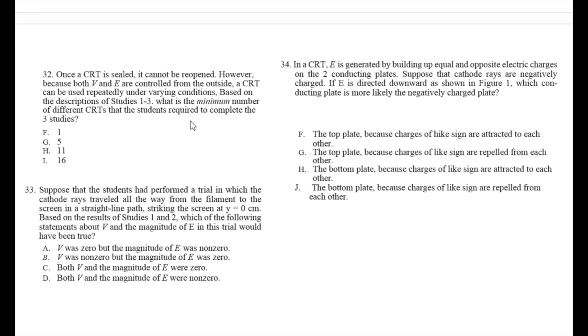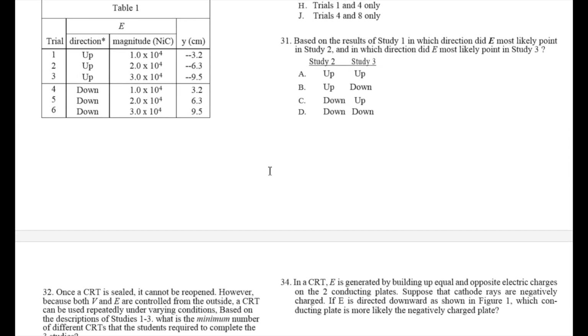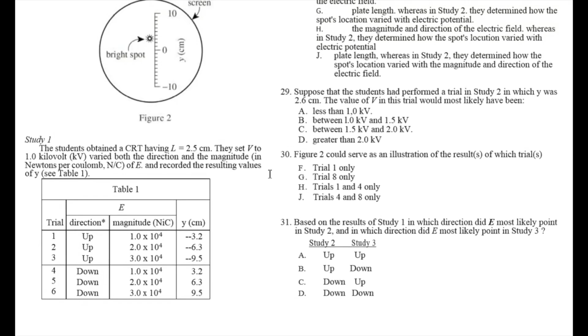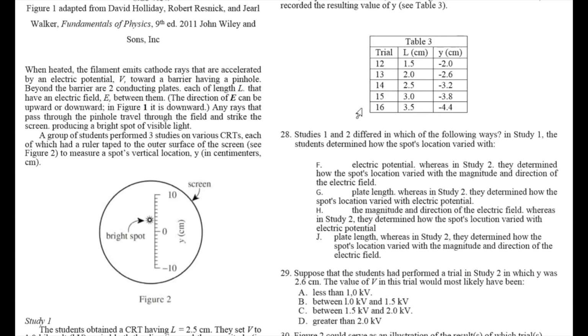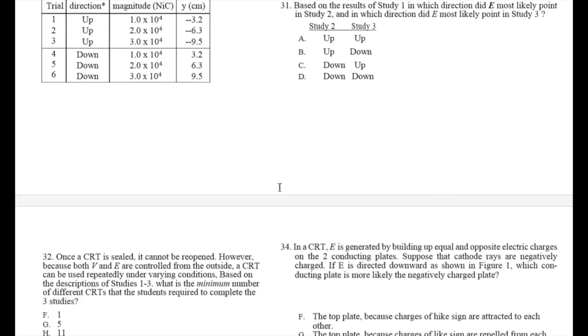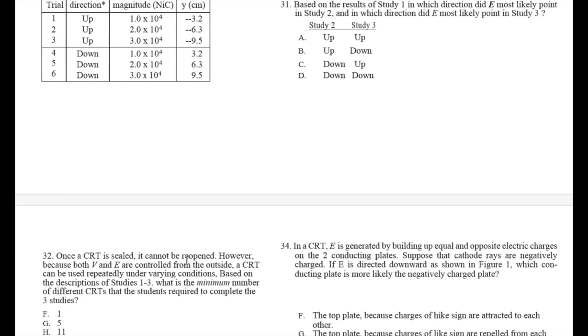So for all 3 studies, we're looking for the minimum number of different CRTs. The ACT doesn't want you to fail, and so they're not going to hide any information. In fact, they're going to italicize the important parts here, like the word minimum. So we're looking for the exact minimum of the number of CRTs that were needed for all of these studies. So let's scroll on up and kind of look at this here. This is a tricky question because there are some subtleties. There were 16 total trials, but they could have reused some of the CRTs for the different parts of the studies. So let's see. V and E are controlled from the outside.